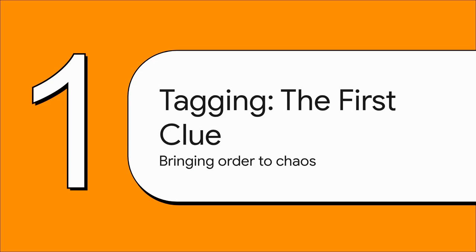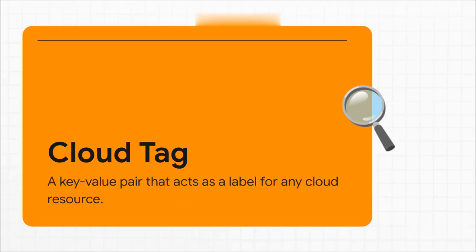So how do we get out of this maze? Well, the first clue, the thread that's going to lead us out, is something surprisingly simple. It's called tagging. And this, right here, is the absolute foundation for bringing some order to all that financial chaos in the cloud.